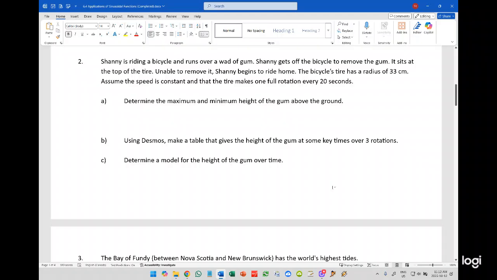Shani is riding a bicycle and runs over a wad of gum. Ew. Shani gets off the bicycle to remove the gum, but apparently is too incompetent to do so. It sits on top of the tire. Unable to remove it, Shani begins to ride home. The bicycle's tire has a radius of 33. Assuming that the speed is constant and that the tire makes one full rotation every 20 seconds.